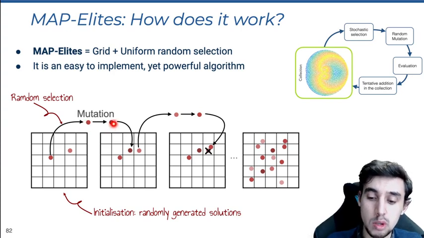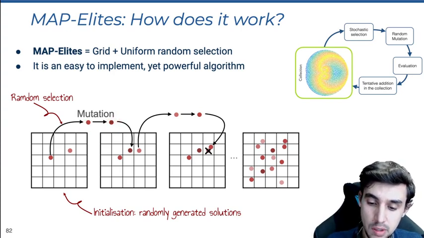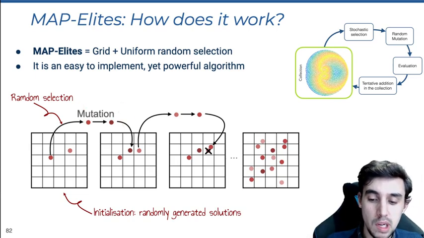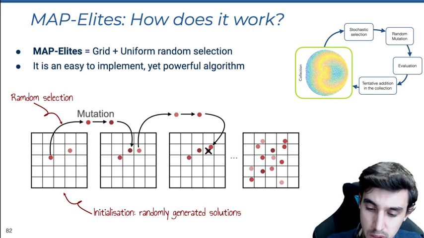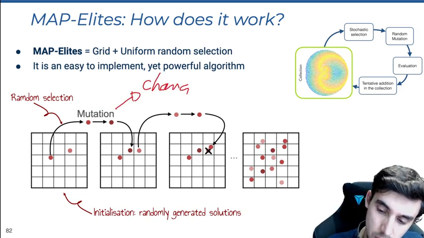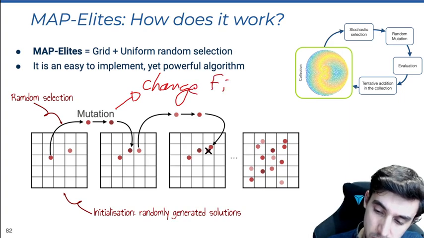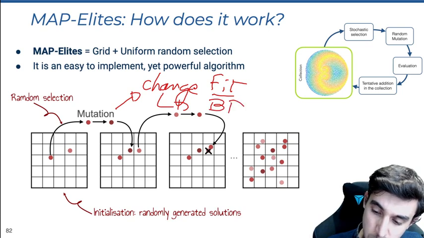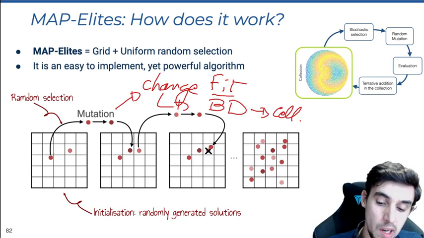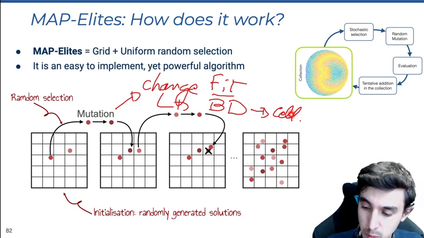So this will create a new solution that can be evaluated. Here you can see the color of the point, which corresponds to the fitness, change. Because we change the solution, the mutation will lead to a change in the fitness, but also a change in the behavioral descriptor value, so of the cell where the solution will land.